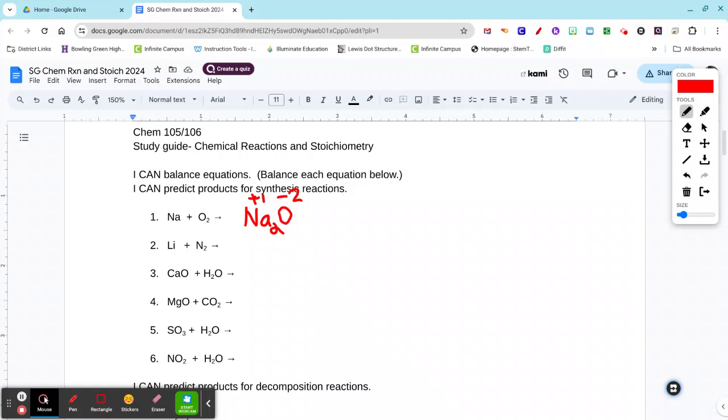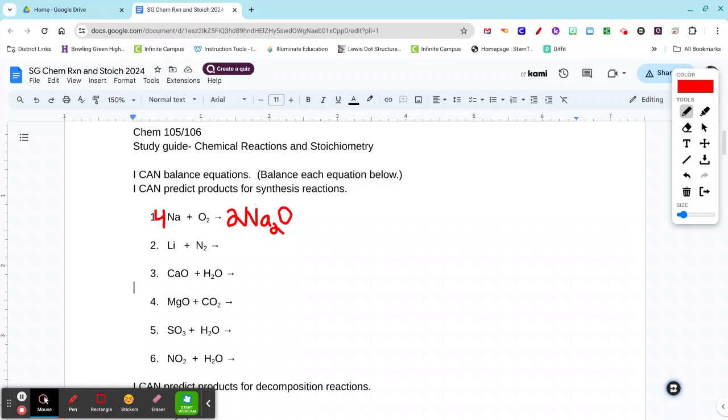And then you have to go back and balance your equation. So now that my charges are dealt with, I see I have two sodiums, but I only have one oxygen here. So if I put a 2 in front, that gives me the two oxygens I need for each side of the equation. And now I need a 4 for sodium.